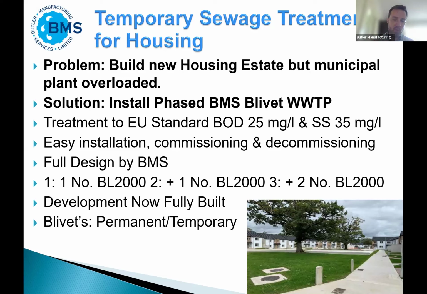Now, the reason it was done like this, we could have put in two of our 500-person plants initially, but again, the cost was spread throughout the project. So it allowed the developers to spread and add capacity as they completed housing.